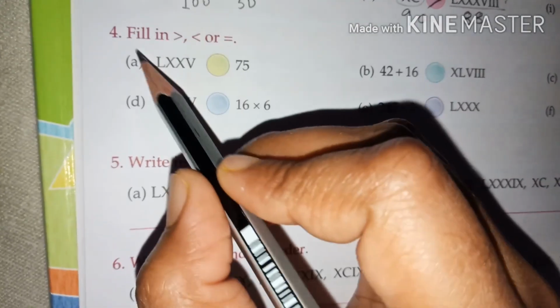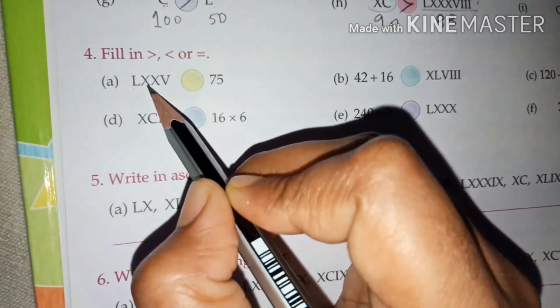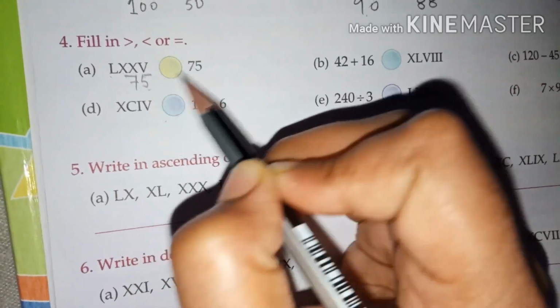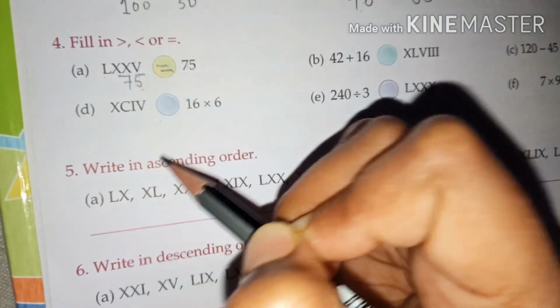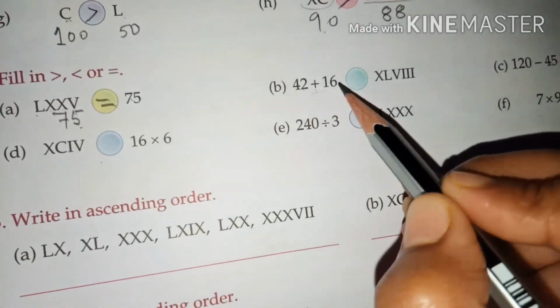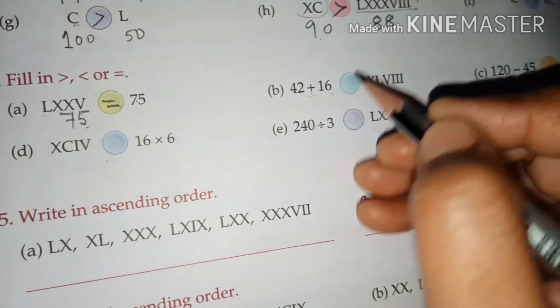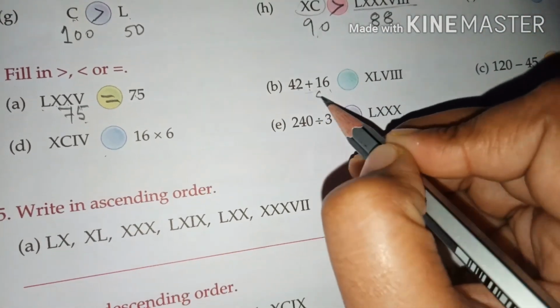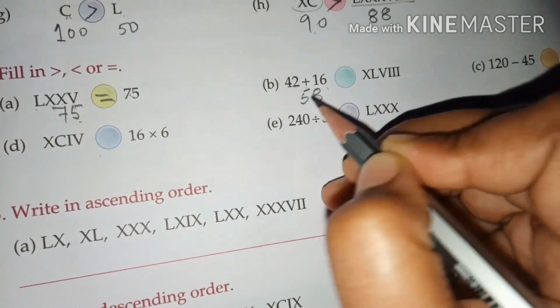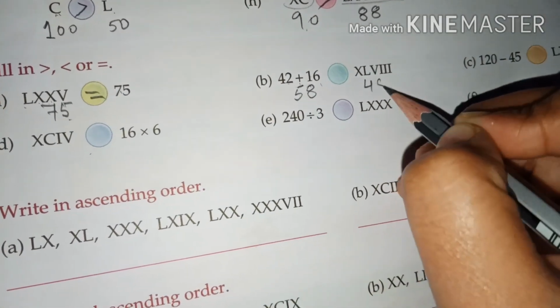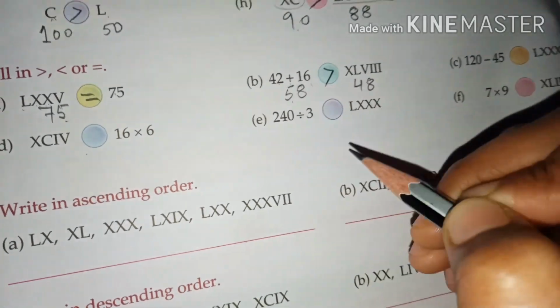In the same manner, we have question number 4. LXXX is 50, 60, 70, 80 and V is 5, so they both are equal. So I'll write the equals to sign here. Now 42 plus 16. Let's solve the question first. 6, 7, 8. 4 and 1 is 5, so 58. And the other is 48. So which is greater? 58 is greater.